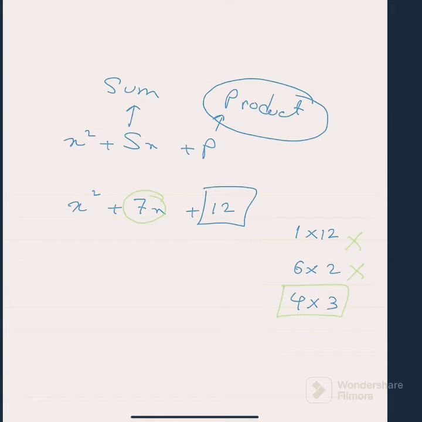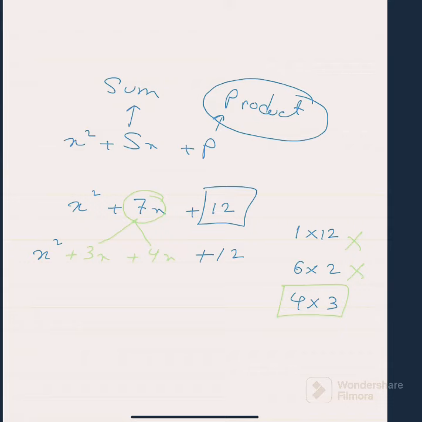Let's continue. So, our second line should be x squared written as it is, and the positive 12 should be written as it is. So, instead of 7x, we have to write a positive 3x and a positive 4x.